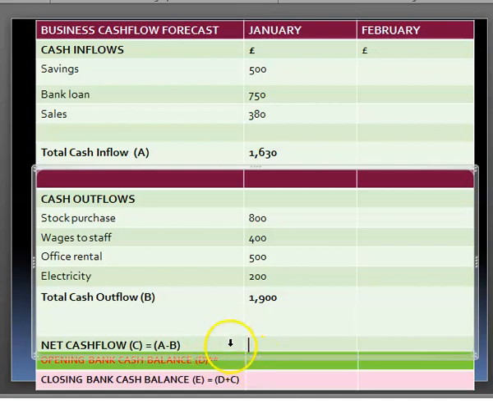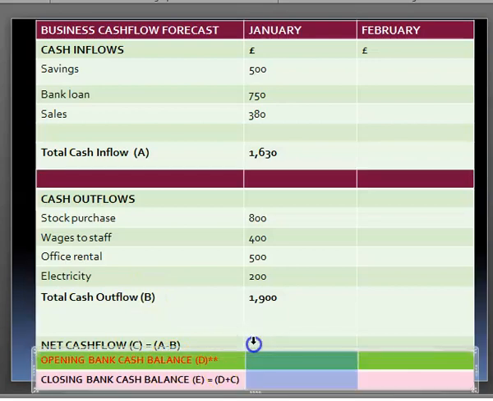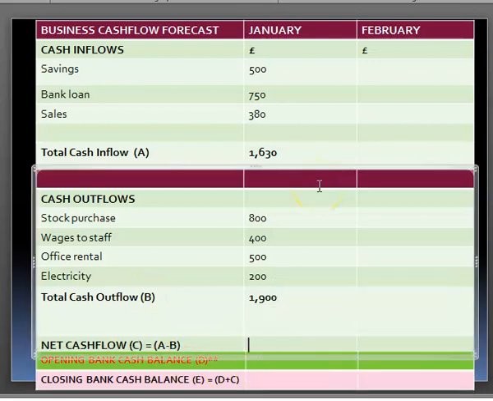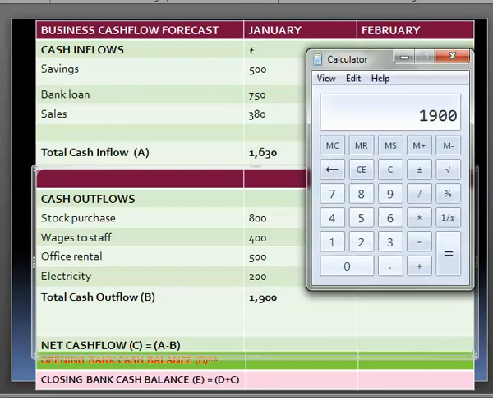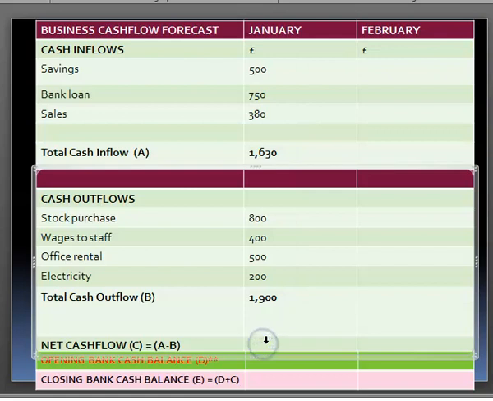Now we're going to calculate the net cash flow, which is section A minus section B, that is cash inflow minus cash outflow. So the net cash flow is 1,630 minus 1,900. You can see the net cash flow is minus 270. That means they're spending more than they're receiving.